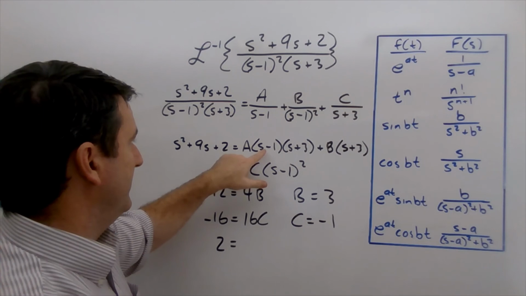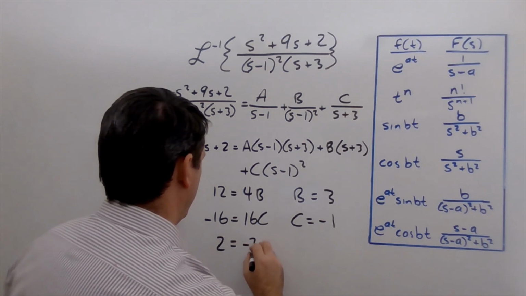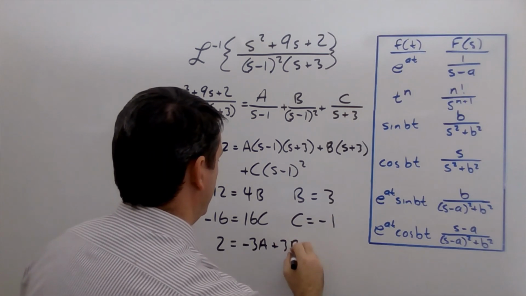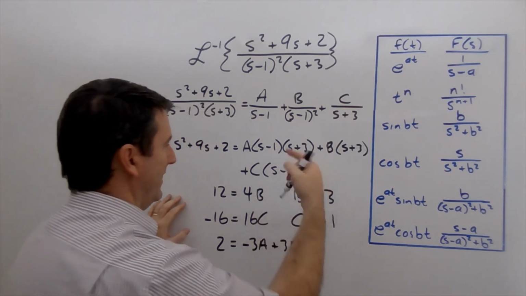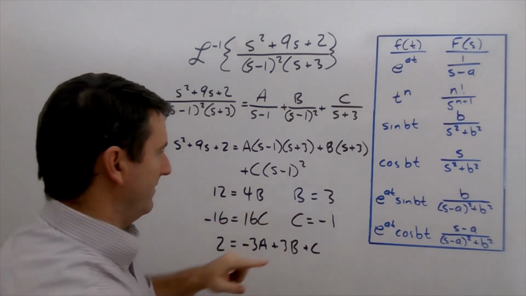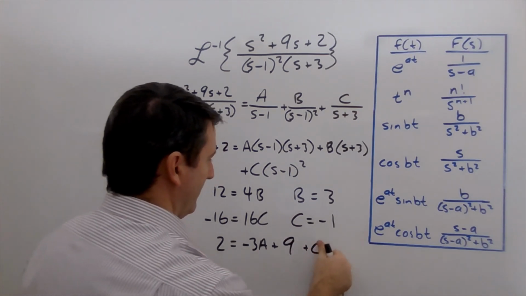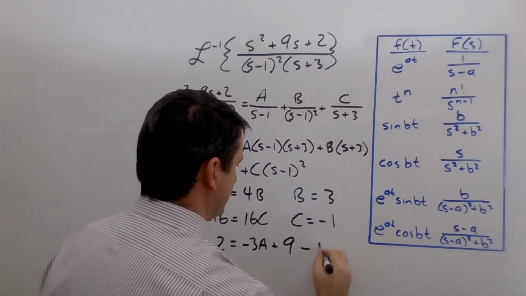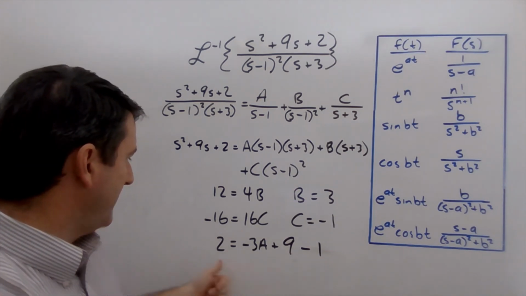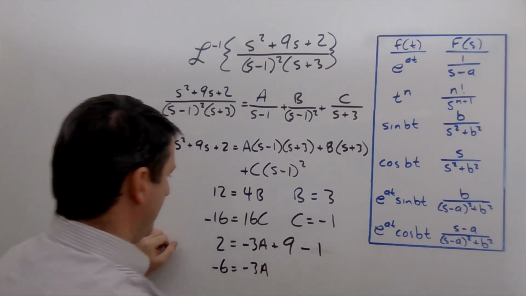And that's going to be -1 times 3 is -3a. Over here, this is going to be plus 3b. And then -1 squared is +1, so plus c. And we know that b is 3, so we're going to replace this 3b with 9. And we know that c is -1, so we'll replace that plus c with -1. And now we can solve for a. If this is going to be 8, if we subtract 8 from both sides, we get -6 is equal to -3a. So a is 2.